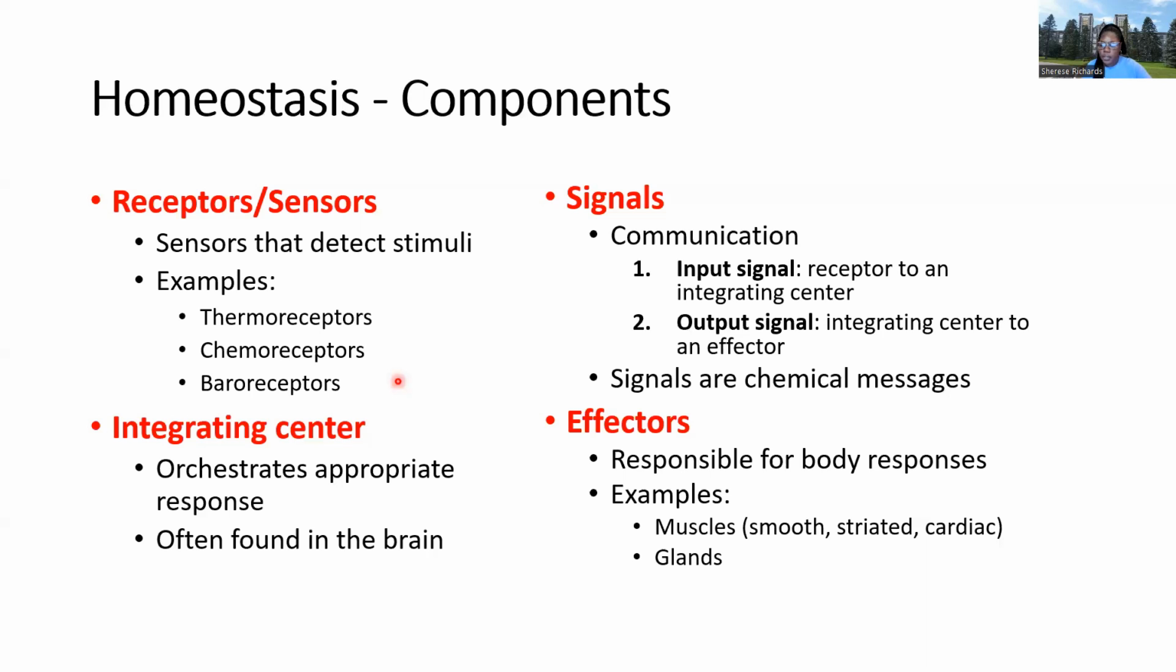Lastly, the effectors. These will be responsible for bringing about the change. The various examples are glands, smooth, cardiac, and striated or skeletal muscle, as well as all of the other glands in the body, right? Your salivary glands, all of your gastrointestinal glands, those can all be areas where an effect is brought about based upon instructions from the integrating center.